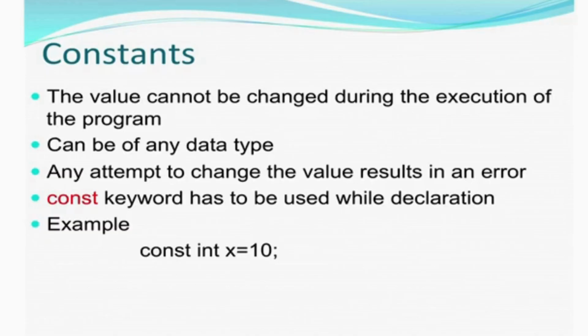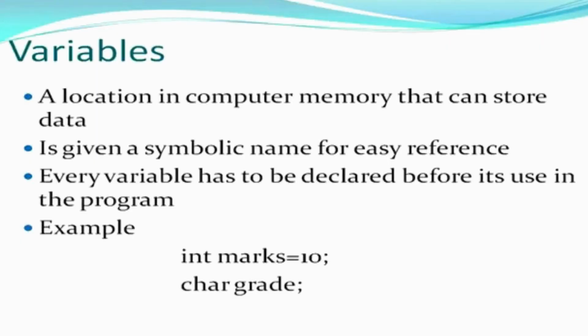As the example says, a constant has to be preceded with the keyword const. So, I am giving the value 10 to the constant integer. Now let us talk about variables. A variable is a location in computer memory that can store data. A name is given to this location so that the data that I am storing can be identified. Obviously, the name is given symbolically for easy reference, and every variable has to be declared before it is used. If you try to use a variable without declaring it, the compiler will flash an error.